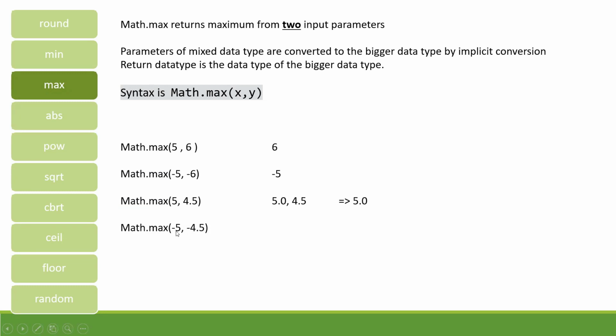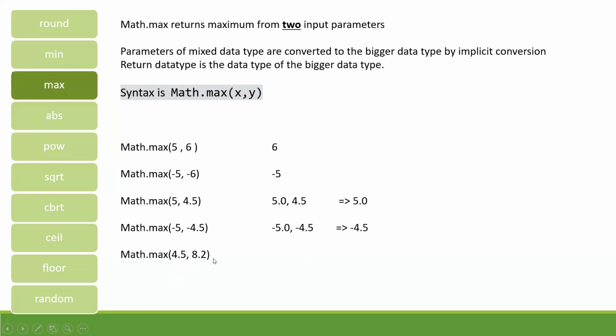Similarly here, Math.max of minus 5 and minus 4.5. One is an integer, one is a double. So first we will convert them both to double, so it will be minus 5.0 and minus 4.5. Now, which is the higher value? Negative 4.5 is higher than minus 5.0, so the answer will be minus 4.5.